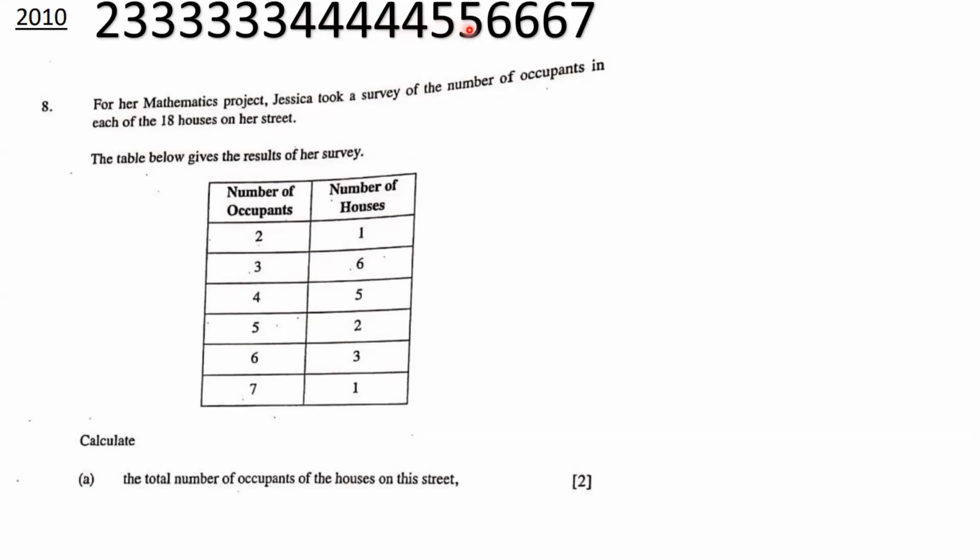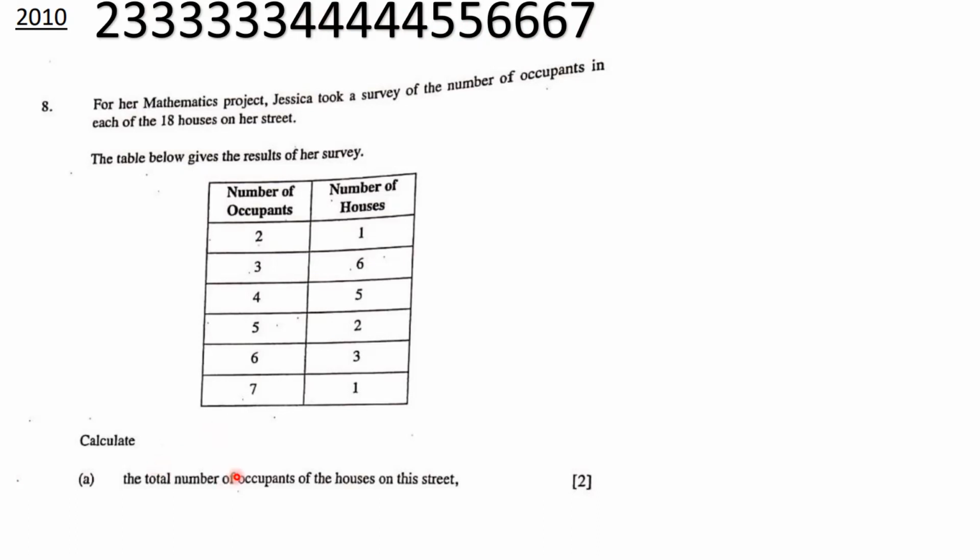For this one, we have 2 houses that have 5 occupants. And then here we have 3 houses that have 6 occupants. And then here we have 1 house that has 7 occupants. And so that's the listed version.